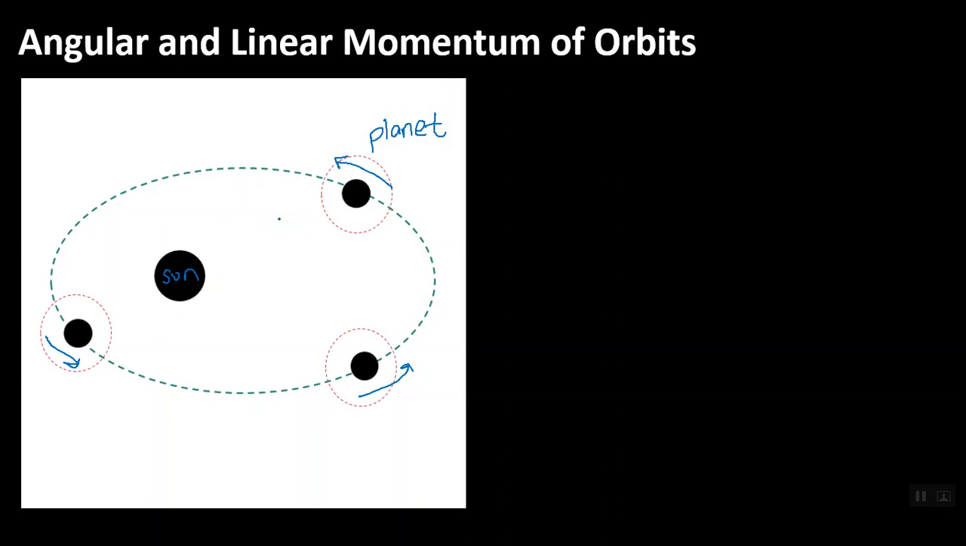So the first question is, will the linear momentum of this planet change? Well, the first question is, when are we going to have linear momentum change for an object?